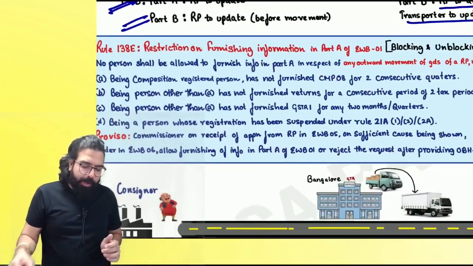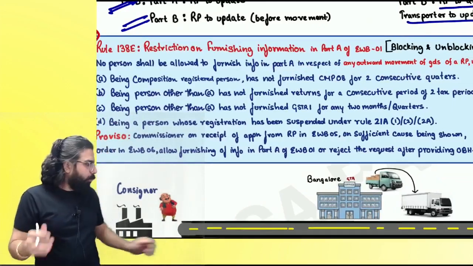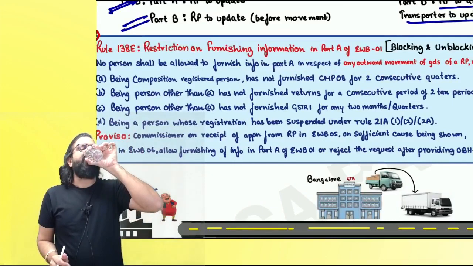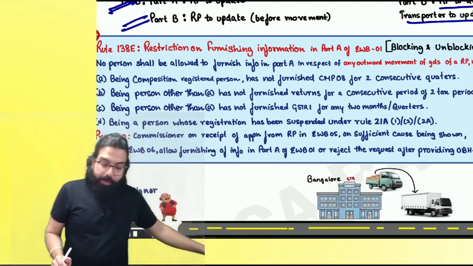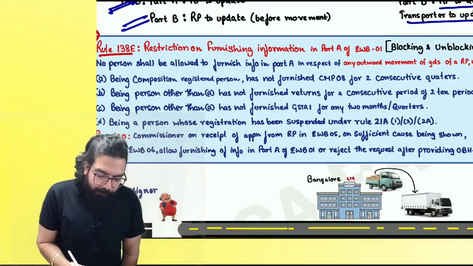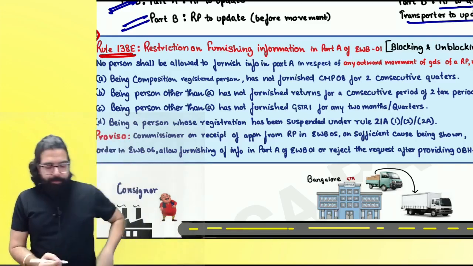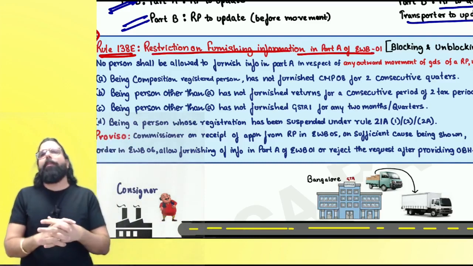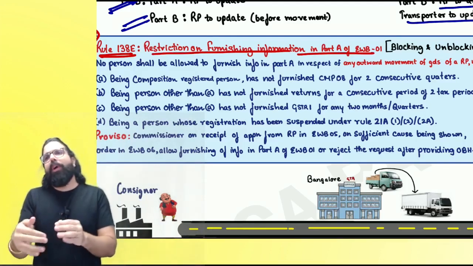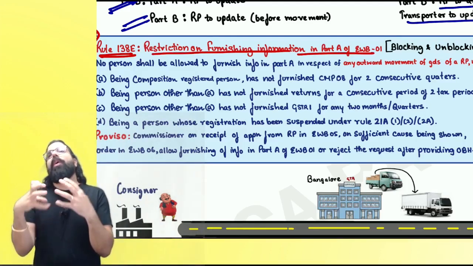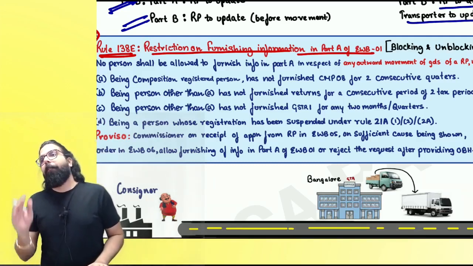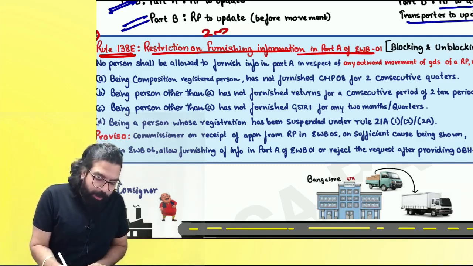Everyone over here, the most important part of this chapter is this one. It says over here, rule number 138E: restriction on furnishing of information in part A of EWB 01. The government is telling Ramesh, if you do all these things, then we will block your e-way bill. What are the things which we'll do when our e-way bill will be blocked? Exam question, 2 to 3 marks can be asked.